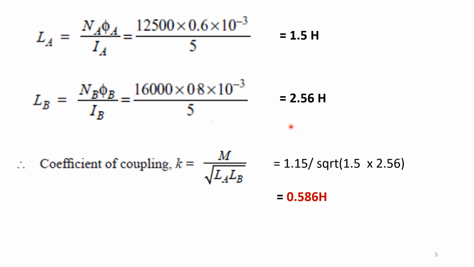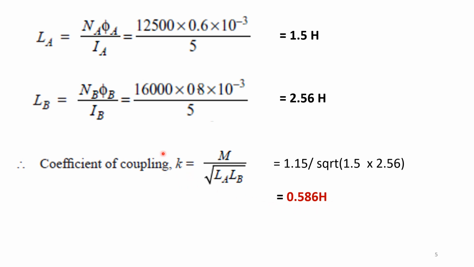So I have calculated LA and LB, so I can find the coefficient of coupling with the formula M divided by root of LA LB. After simplification, the answer is 0.586 Henry.